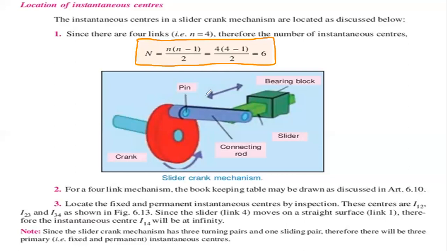So the red color one is the crank here. So this is the crank. This is the pin attached to the connecting rod. And the connecting rod is attached to the slider, to a bearing block. So this is the bearing block. This slider is attached to the connecting rod.